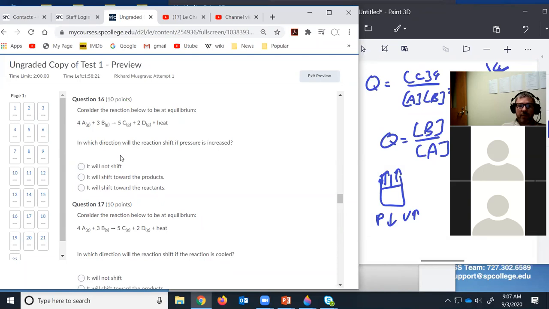How many gas molecules are on each side? 7 and 5 respectively. No, it's not 7 and 5. Take a look. 7 and 7. And there's heat on the product side. Right, but the heat doesn't affect anything here. So since we're not changing the molecules on either side, it won't shift. It will not shift. That's the answer there. Any questions?